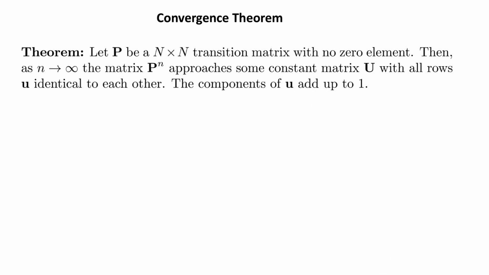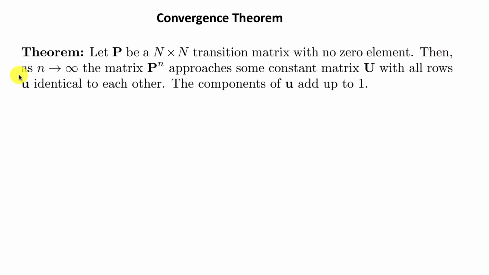What you just saw was an example of 2x2 matrices converging to a fixed matrix after that matrix is multiplied by itself an infinite number of times. However, this can be made much more general. So, suppose that P is some n by n transition probability matrix. It has no zero element, so this corresponds to a regular Markov process.